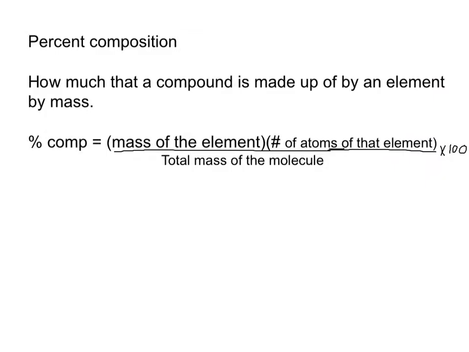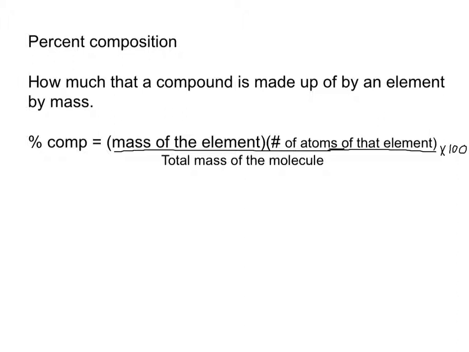Percent composition is how much of a compound is made up of a given element by mass. Here's the equation for percent composition. Percent composition is equal to the mass of the element, which is what you'll get from the periodic table, multiplied by the number of atoms of that element.